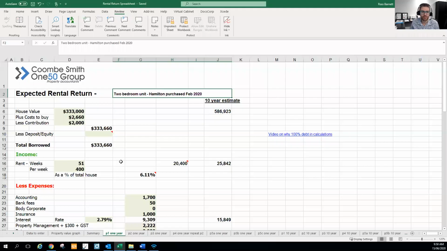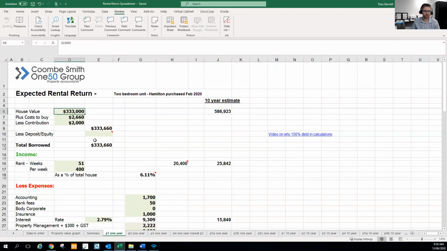Generally, when you open the spreadsheet, it's going to open up on this sheet, P1 1 year. It's got an example at the moment of a 2-bedroom unit. If you're just looking at buying a rental property and you want to run through the numbers, this is the starting point. I would start on P1 1 year, and you start by entering the amount: what are you going to purchase the property for?